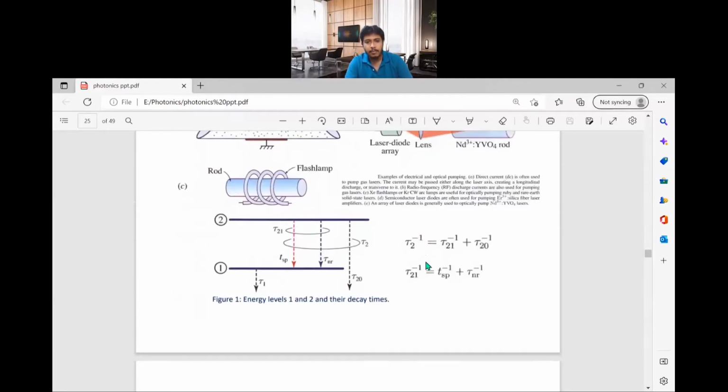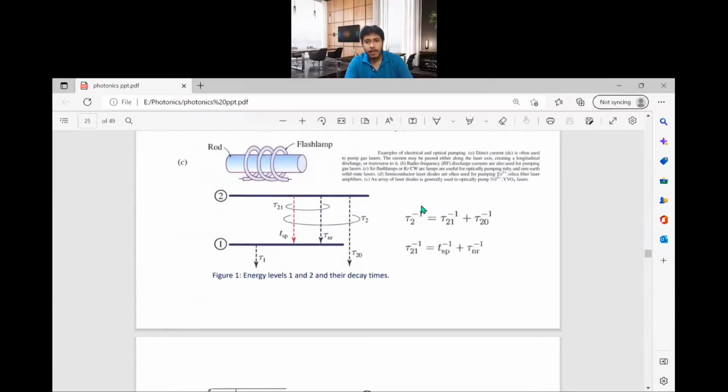So what is the rate? This is how the carriers decay. This is the decay time or rate. So you can see this is the time. Rate is inversely proportional to the time. This is the time of the energy level 2, related to 2 to 1 and from 2 to 0. This is the summation of these two. And 2 to 1 can be radiative recombination or non-radiative recombination. So the total rate will be the sum of these two rates, and as you know, rate is inversely proportional to time, so 1 by time will be equal to this equation.